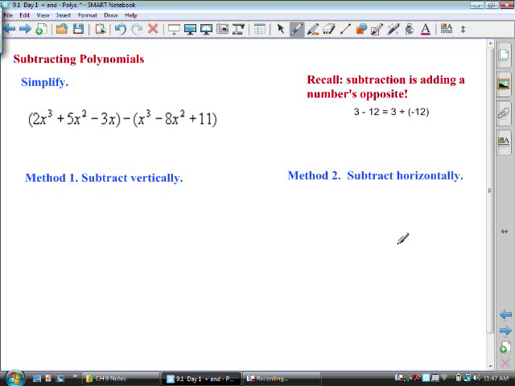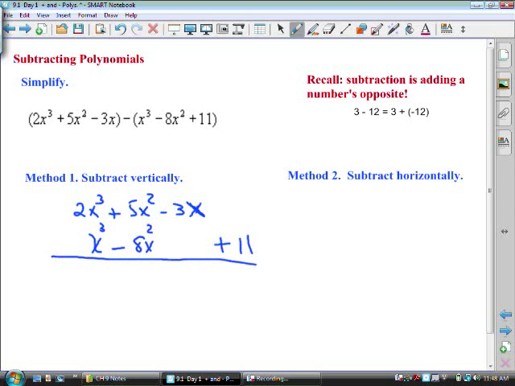All right, so subtracting vertically I think might be a little easier. Write the first polynomial, 2x to the 3rd plus 5x to the 2nd minus 3x. And from that I'm going to be subtracting x to the 3rd minus 8x squared plus 11, lining up the like terms. Notice how I wrote the 11 at the end because it doesn't go under the minus 3x. They're not like terms.